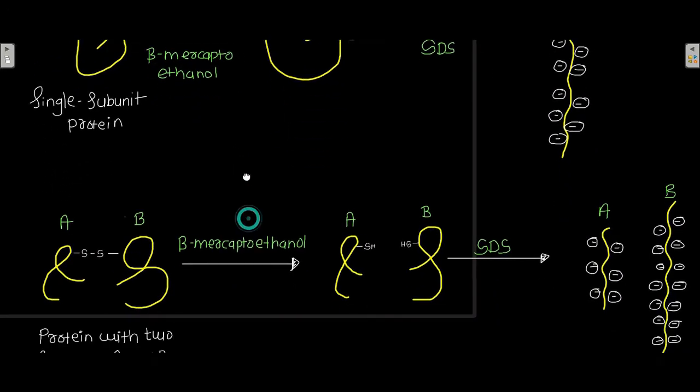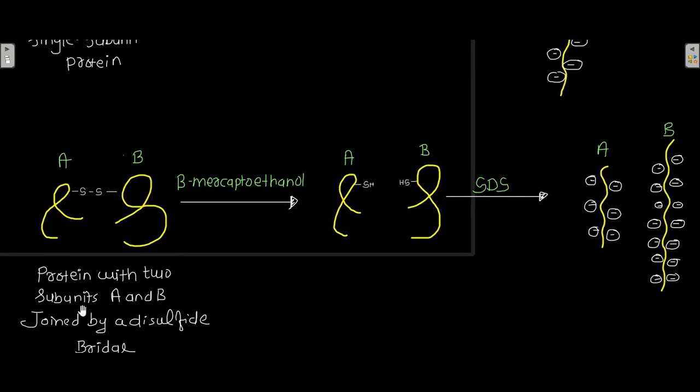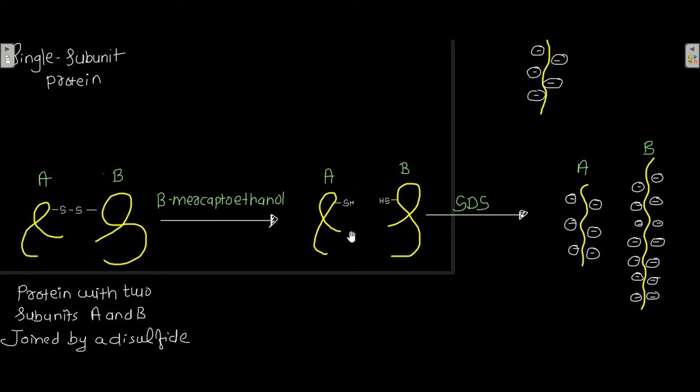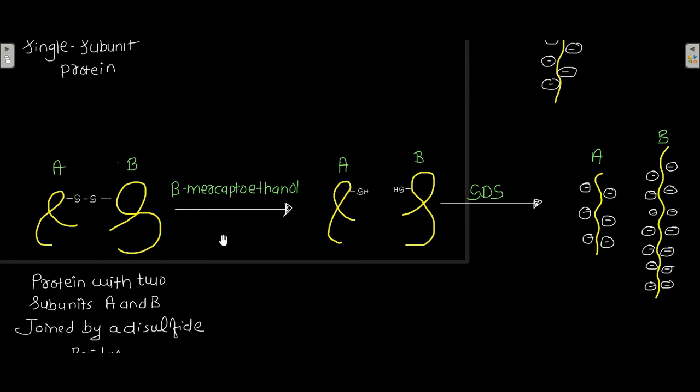And if there is a protein with two subunits A and B joined by a disulfide bridge, then first the beta-mercaptoethanol will break this bond between the two subunits, and the two subunits will be separated and subjected to SDS, which will cause the polypeptide chains to be forced into extended conformations and have negative charge as well, of course. So that is how beta-mercaptoethanol and SDS act in the case of this kind of protein.